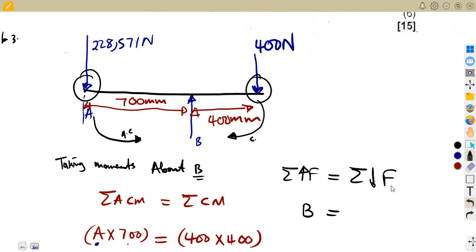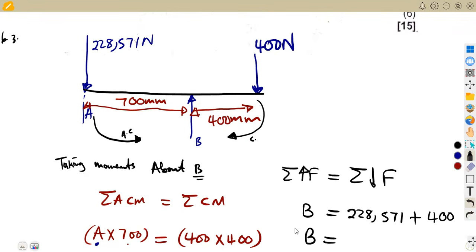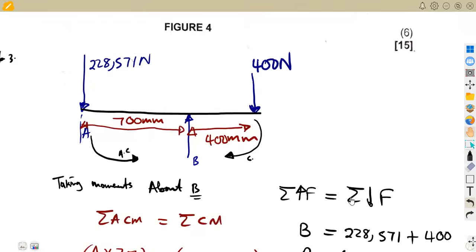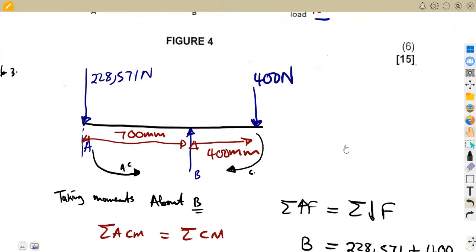These ones that are going down, which are the point loads, the one of 228,571 plus the 400, which are going down. So this is going to give us the load at B, and that is going to be 628,571 Newton in this case. All right, so that was the whole part of our question, having 6 marks in this case.